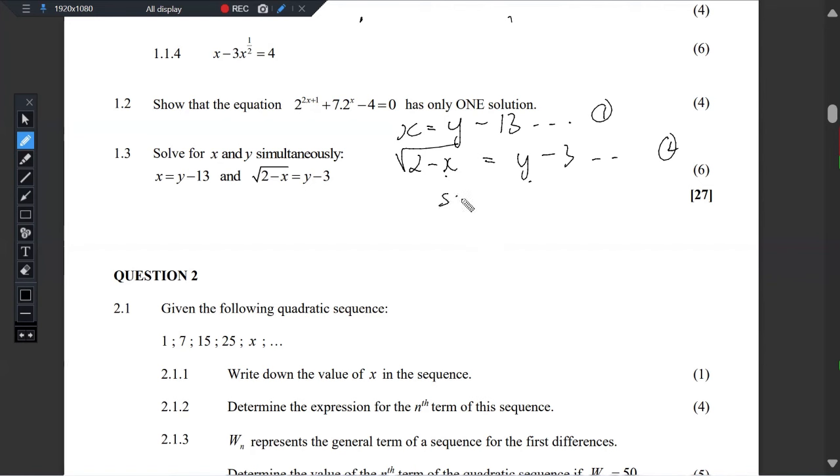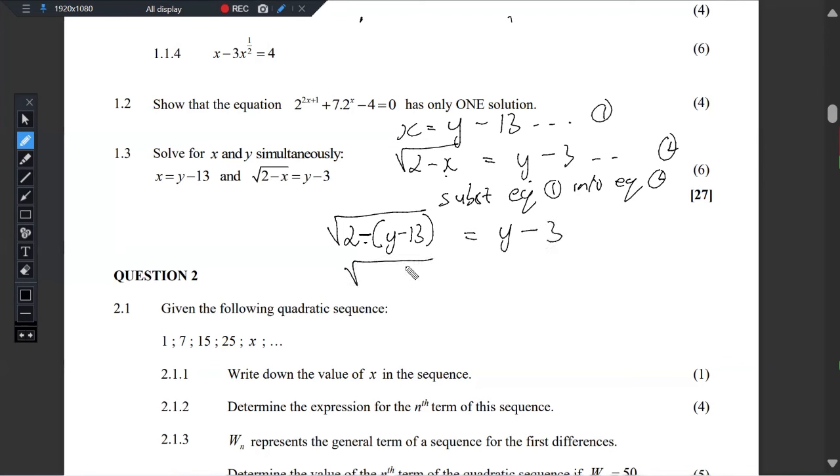We're going to write that as: substitute equation 1 into equation number 2. But here is where you need to be very careful with your maths, right? Note that I have a minus here, and this whole thing is an expression. So x can be replaced by the expression y minus 13, but there's a minus here, so I need to put that whole expression inside brackets, so that the negative affects the y, and it also affects the negative 13. Then this is equals to y minus 3.